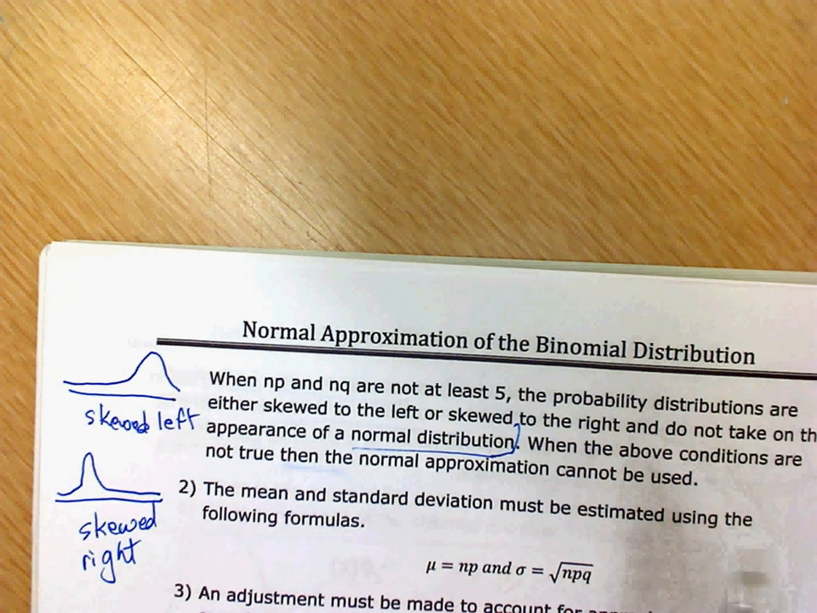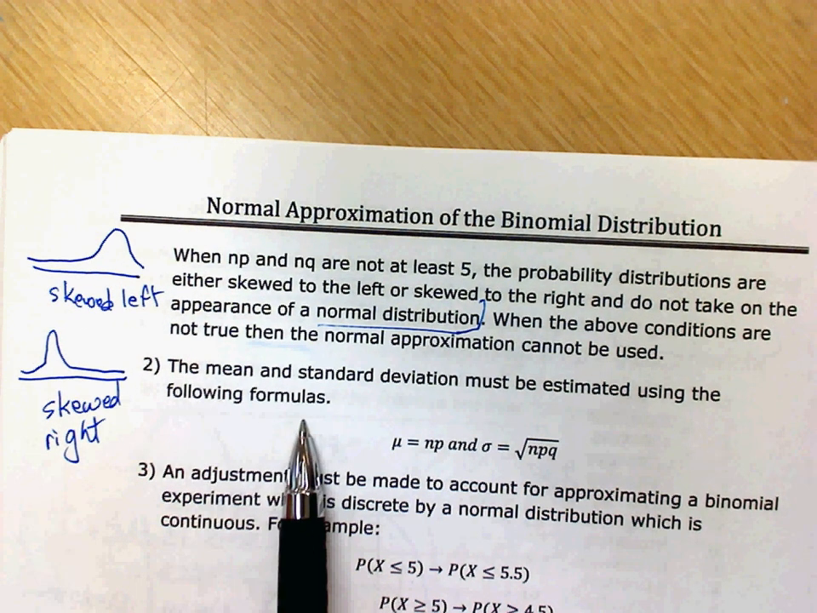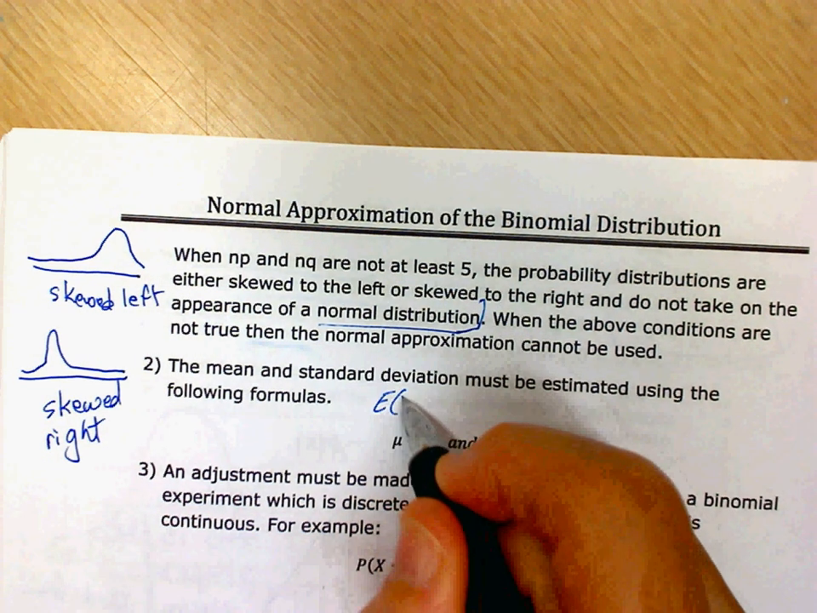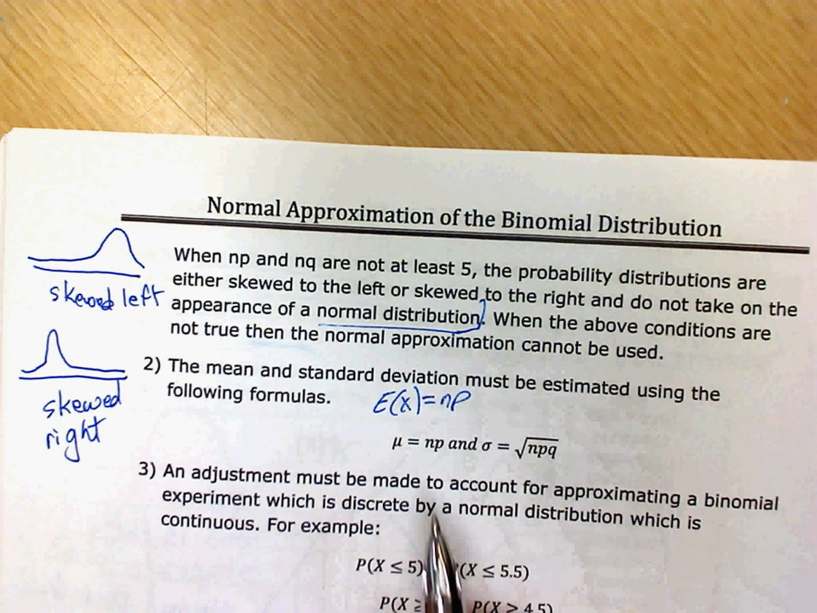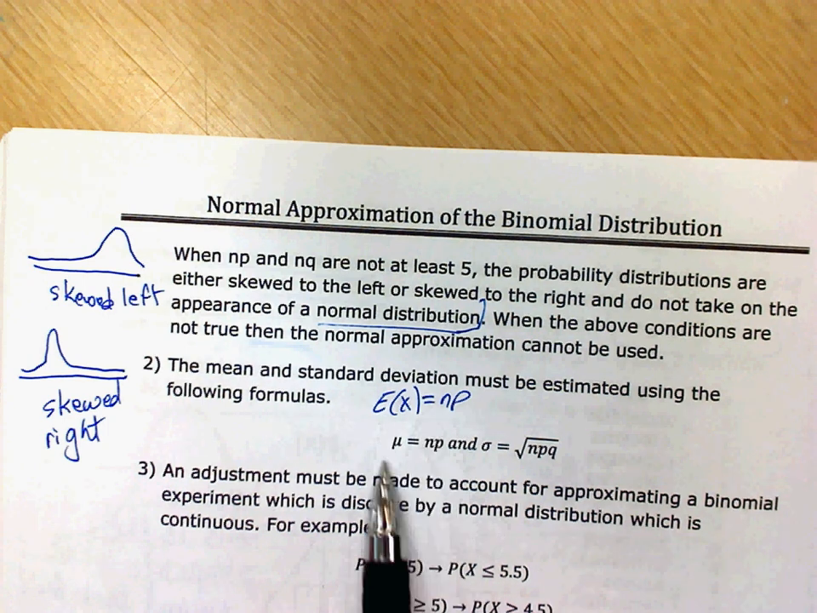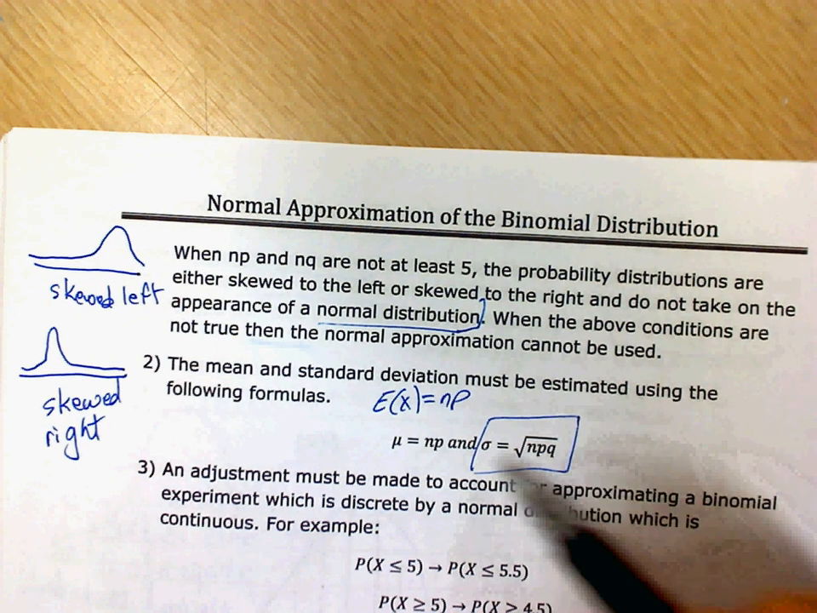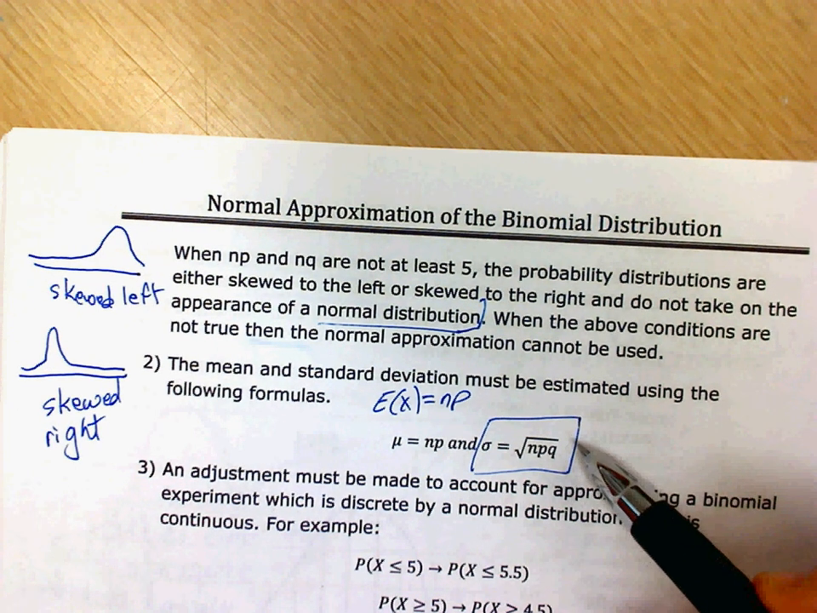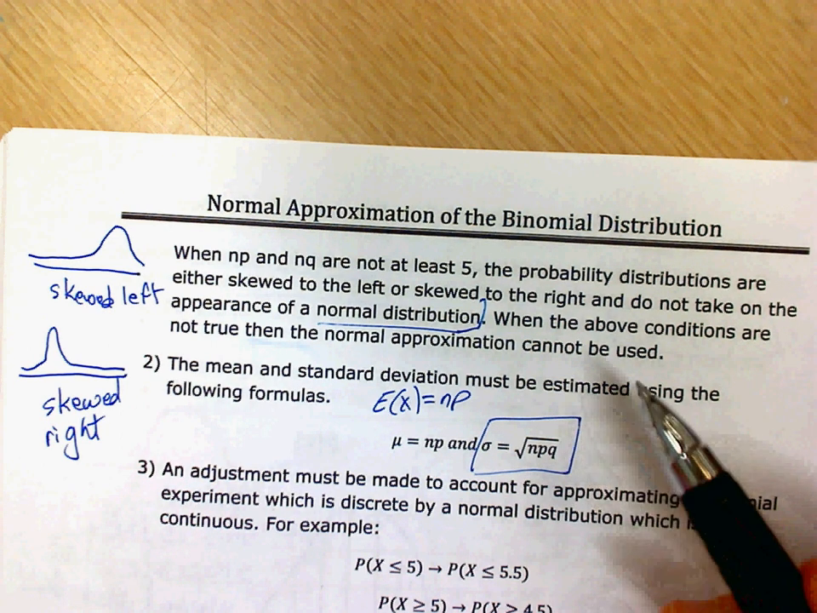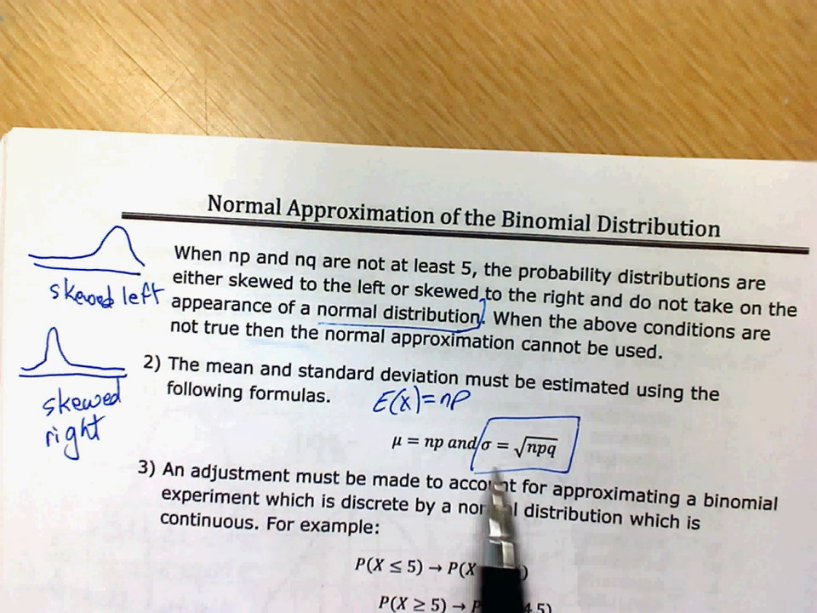All right. The mean and standard deviation must be estimated using the following formulas. Do you remember expected value of x? That's just another way of saying mean. Do you remember when we took the binomial distribution, that's your mean, and this is your standard deviation. But I think the proof of this would be beyond the scope of this course, so you just need to accept that calculation for now. So you need to be able to calculate the mean, which is just expected value, and your standard deviation.